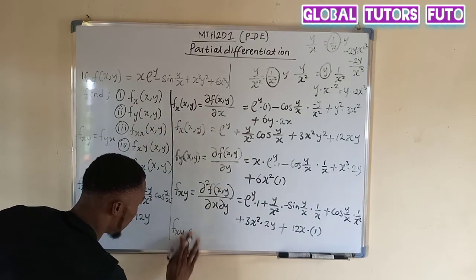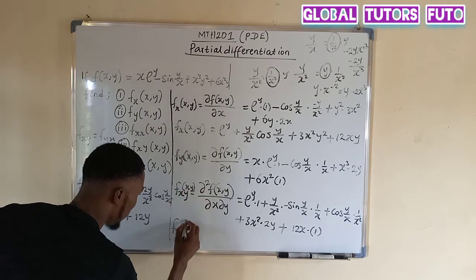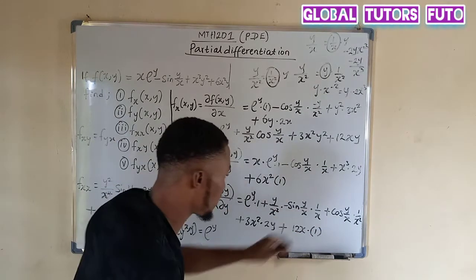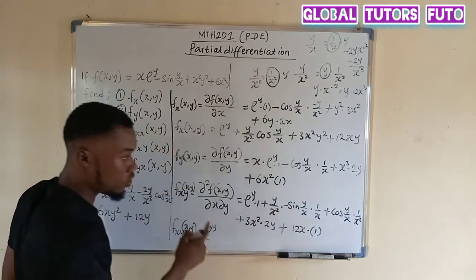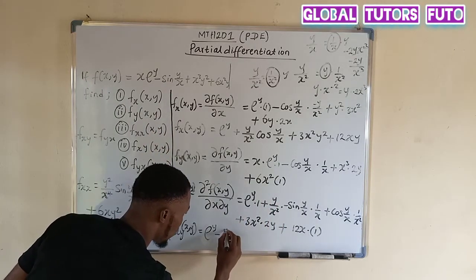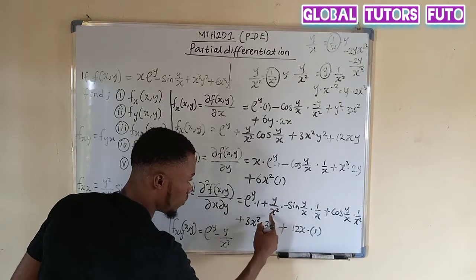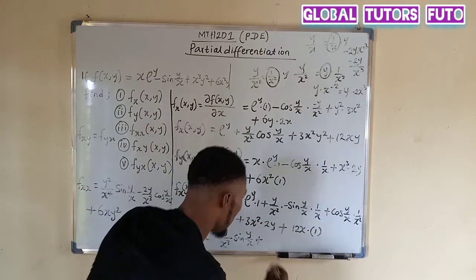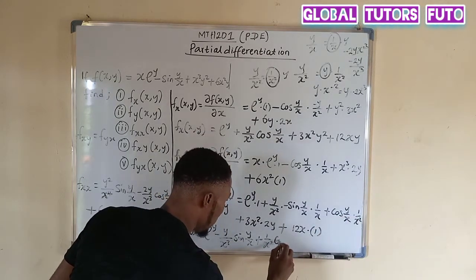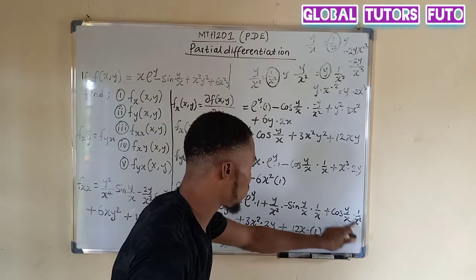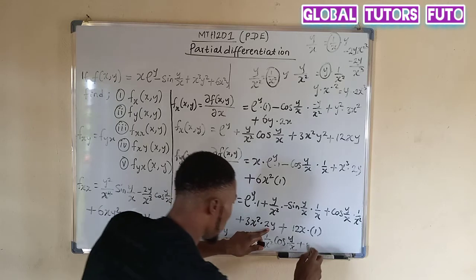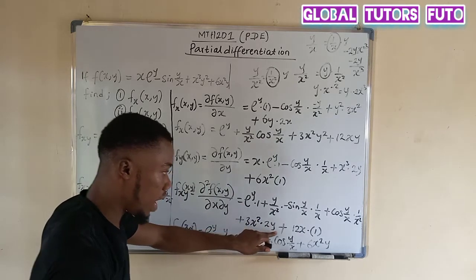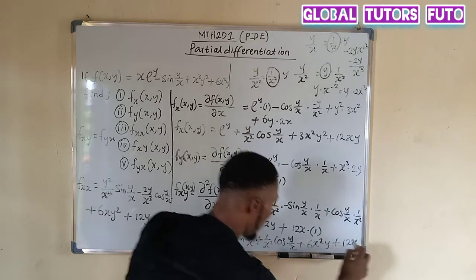So f of xy of the function, remember that we can be putting this as x comma y, will be equal to e raised to power y, so this times this, 1 over x times y over x squared, will give us y over x cubed, times this, minus y over x cubed sine y over x, plus this times this will give us 1 over x squared cos y over x, plus this times this will give us 6x squared y, 2 times 3 is 6x squared y, plus 12x times 1 will give us 12x. So this is what we have.